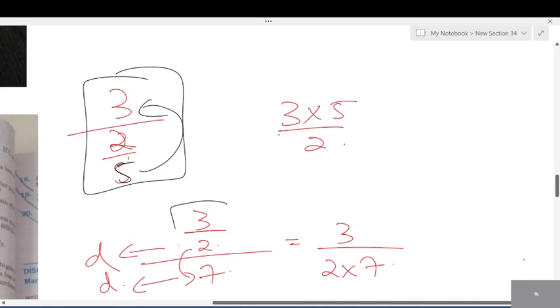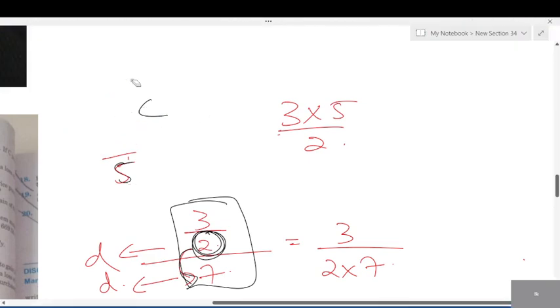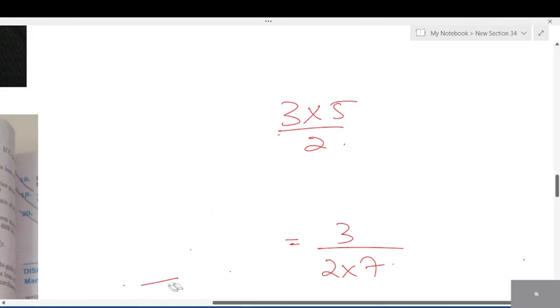Next. In the second question, which one has extra value? Numerator or denominator? 2 is the extra value, right? So what happens to 2? What happens to it? It will get multiplied to the denominator, right? This transition you should know, from numerator to denominator.